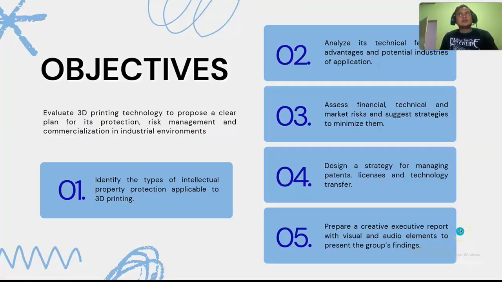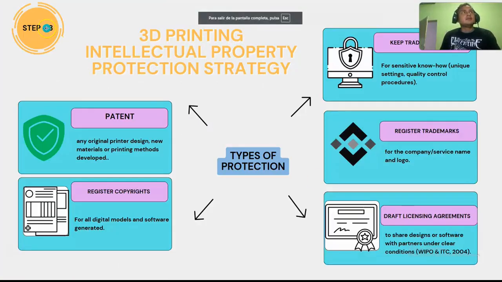Let's go to the next page. In this page we have step 3, and we will be reviewing the 3D printing intellectual property protection strategy. Here we have the types of protection, and we apply them to the situation of 3D printing.